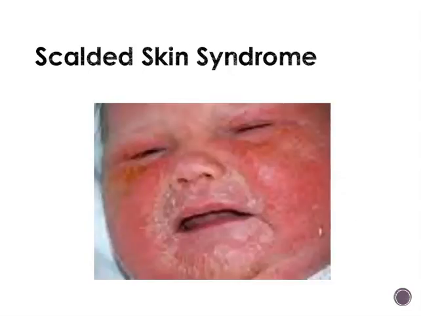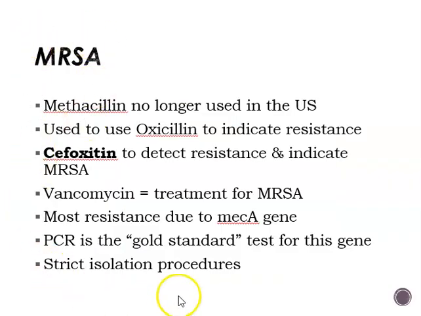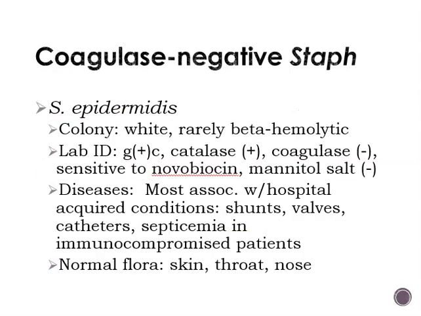Here's just an image of a baby with scalded skin syndrome. And again, here's the information about MRSA. So cefoxitin is the drug that's used now to detect resistance and to indicate an isolate as MRSA. Okay, so Staph aureus is the only coagulase positive staph species. Now we're going to talk about the other coagulase negative Staphylococcus species. And we're not going to talk about every staph species, but these are just the more commonly seen in the lab, the coagulase negative staphs.